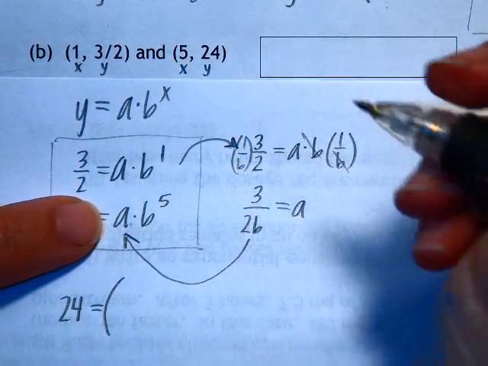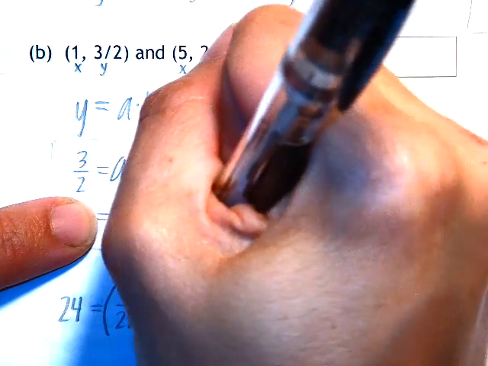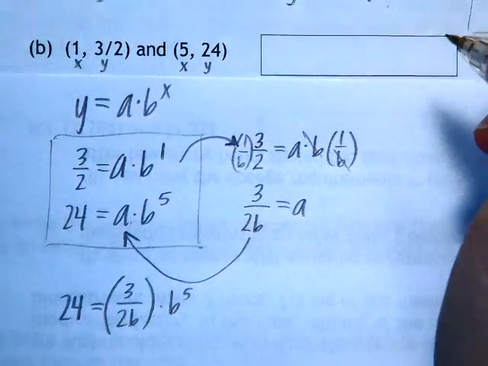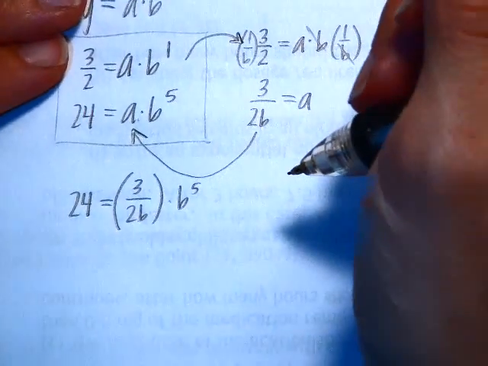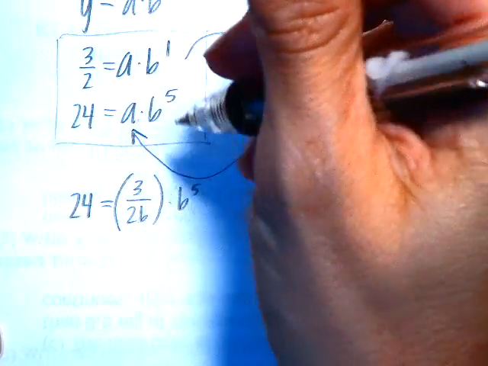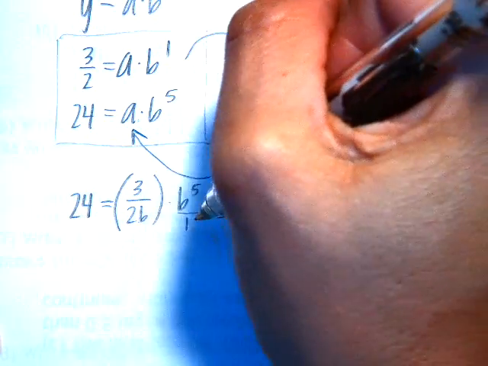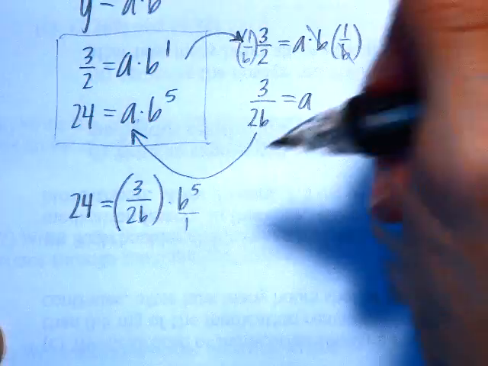Now I want to solve the more complicated equation as 24 equals, I'm not going to write the letter a, I'll write what I just got, 3 over 2b times b to the power of 5. Now, as always, try to make the equation as doable as possible. If you don't feel comfortable with fractions, you could throw this b to the 5th over 1 and just clean it up.